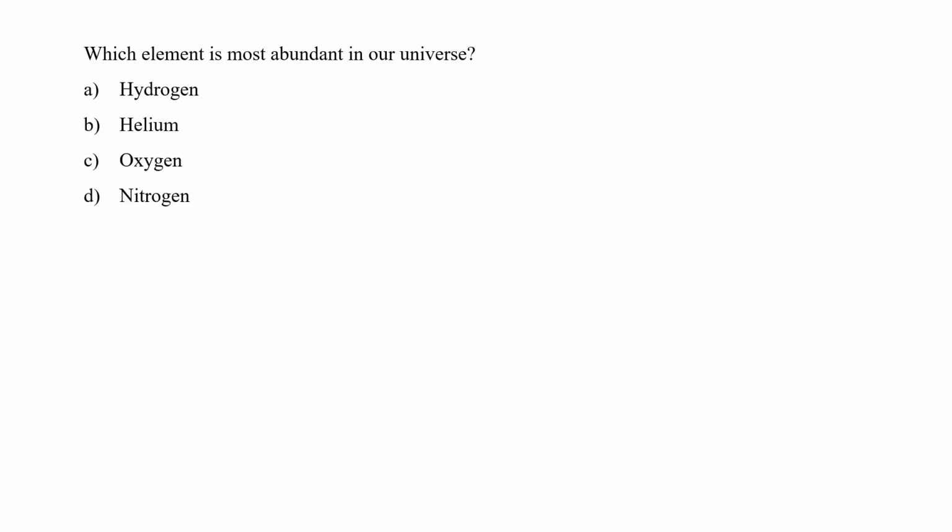The next question is, which element is most abundant in our universe? Hydrogen is the most abundant element in the universe, which accounts for almost 73 to 75% of all matter in the universe.